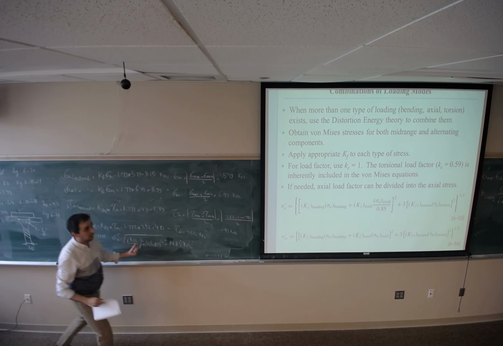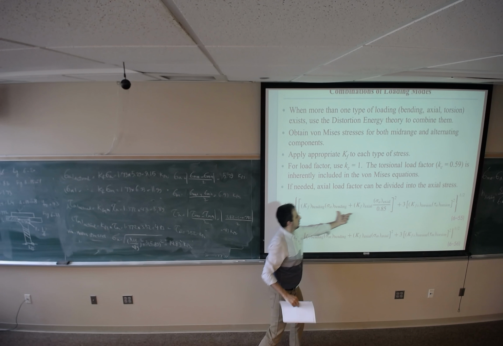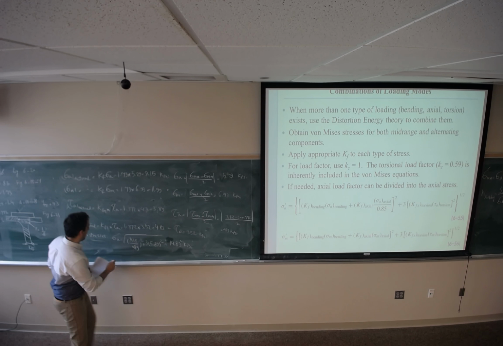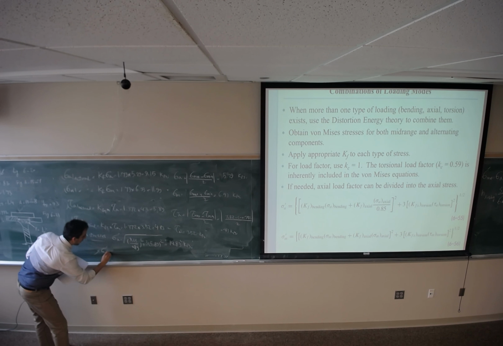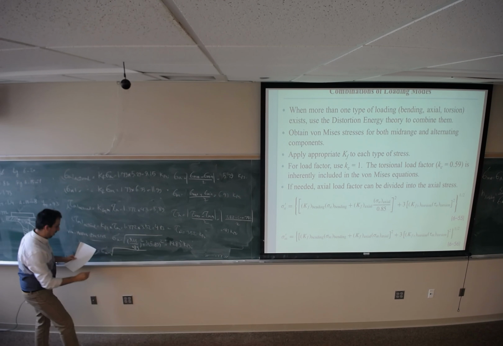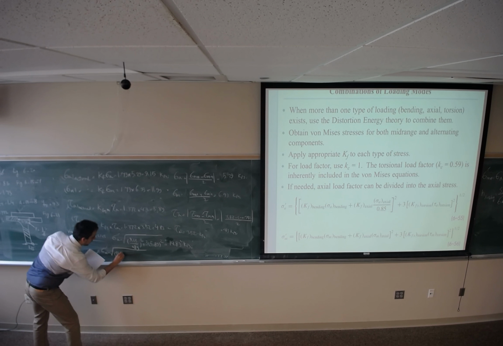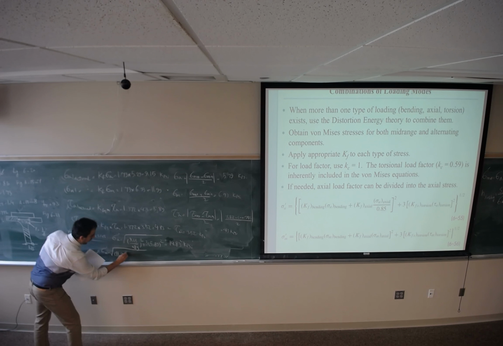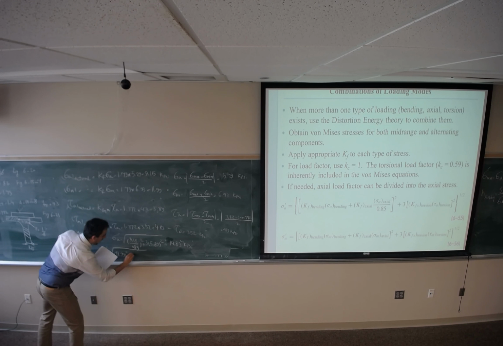So 9.15 is coming from here. This term is 0 because we don't have any bending. Sigma prime m, 11.99, no coefficient of 0.85, plus 3 times 4.82.